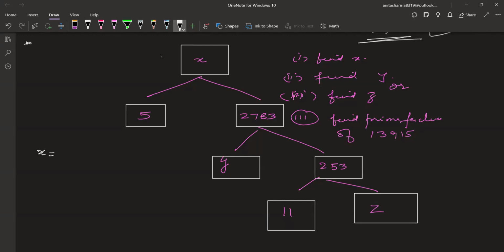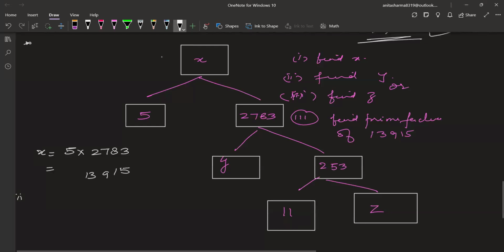Dharya, tell me how we will find the value of x. Ma'am, we'll multiply 5 into 2783. Yes, we will multiply 2783 by 5. So 5 threes are 15, 1 carry, 5 sevens are 35, 35 and 1 is 36, and so on. So this is the number, right?